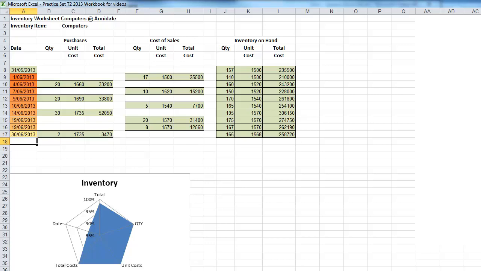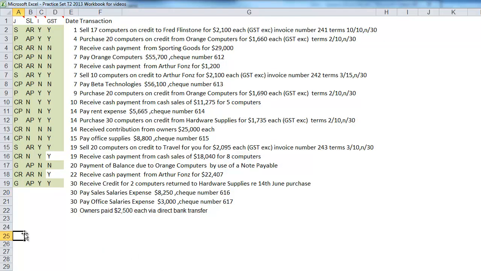So we go back to the transactions, and we've got working. Actually, you probably don't even really need a working paper. Let's go straight to the general journal. We received credit for 2 computers returned. Righto, go straight to the general journal.